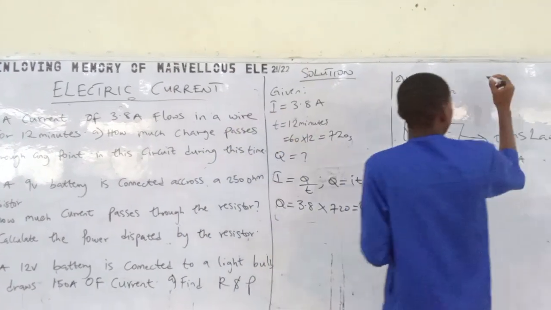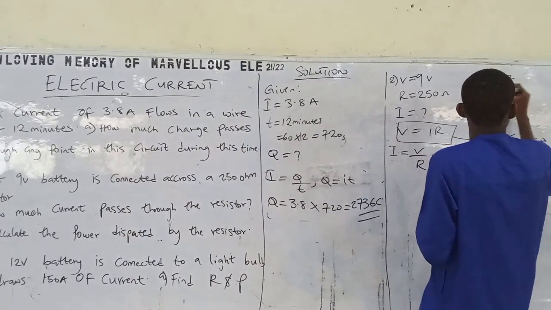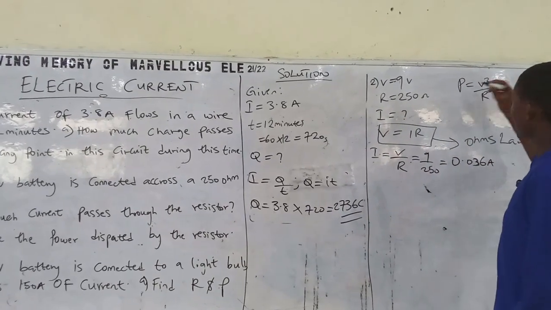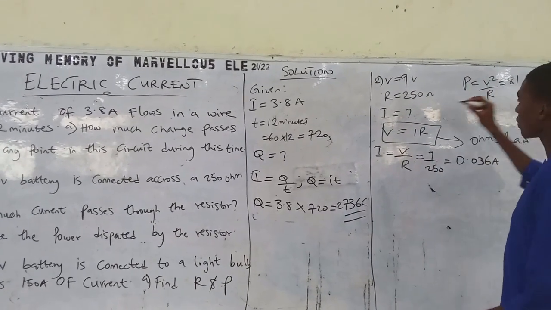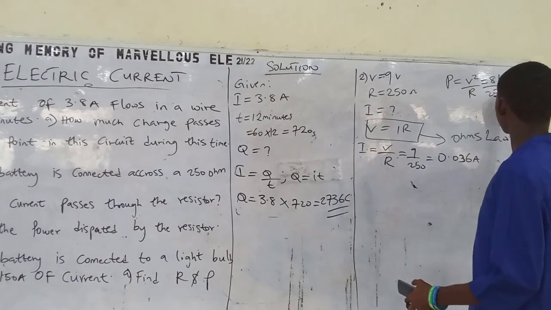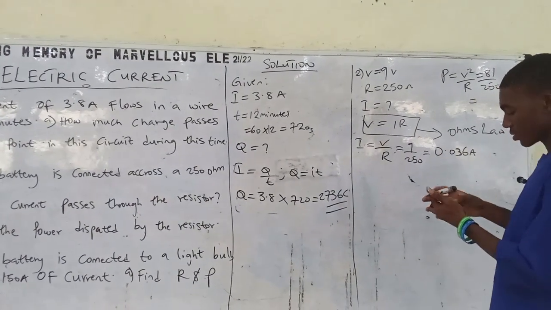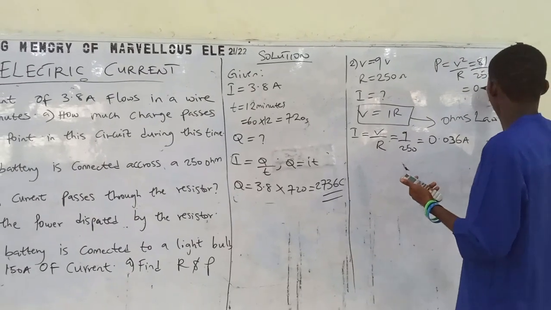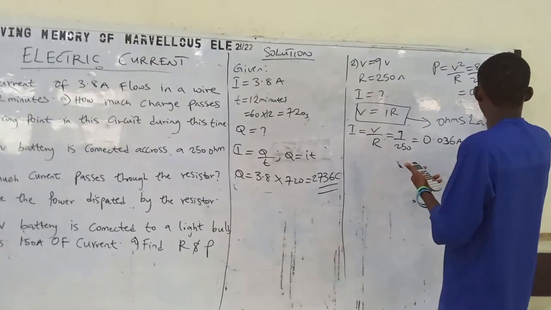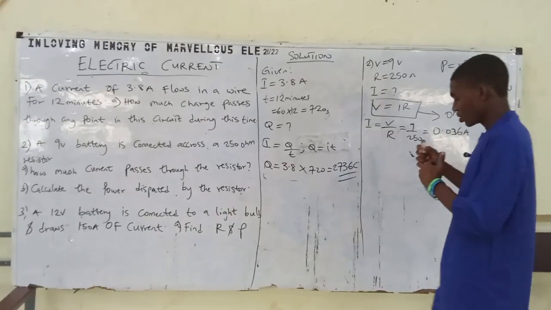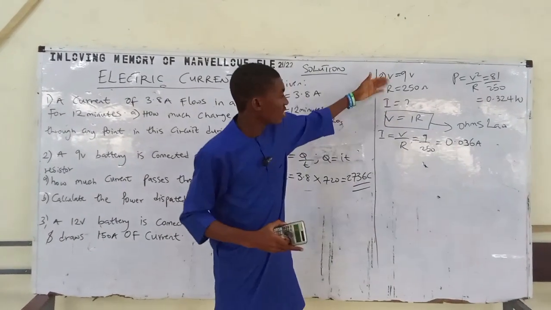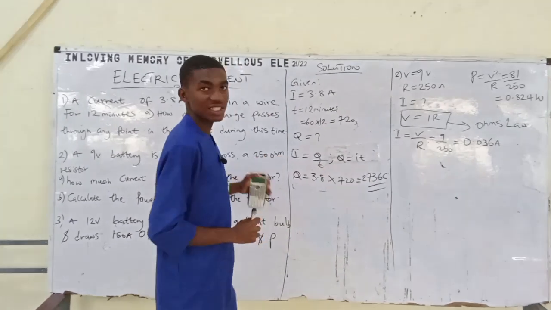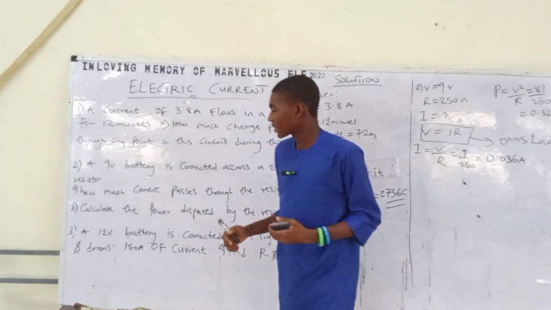So it's better you use the parameters given to get your power. So now power equals V squared over R. Power equals 9 squared, which is 81, over R, which is 250. So finally our power equals 0.324 watts. You can decide to use the remaining 2 formulas and check if you get the same answer. So we are done with question 2. Now down to the last question.